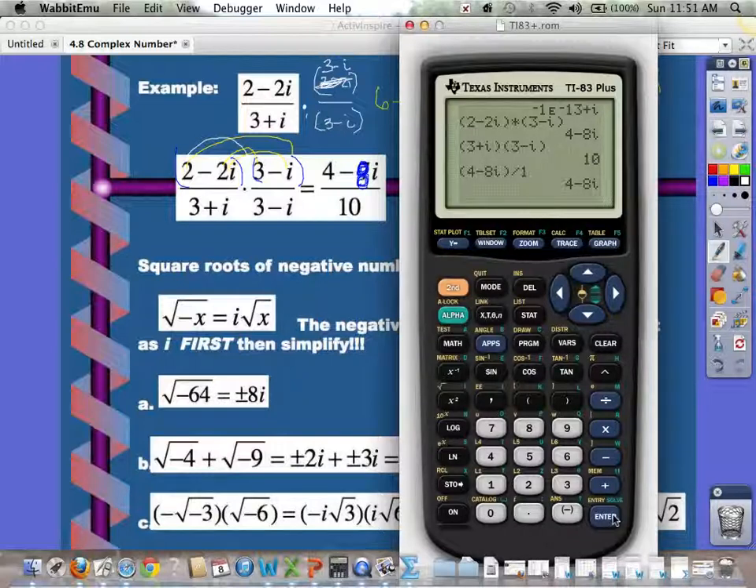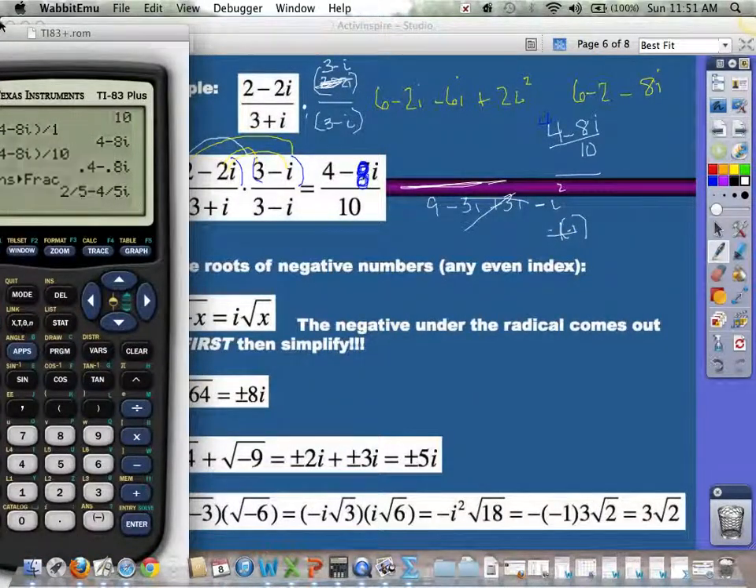Oops, not 1. Enter. Math, enter, enter. Okay, it does. So you see, it will do this for you, and even if it gives you decimals, you can make those into fractions, but let me show you what that looks like if you write it out, okay?